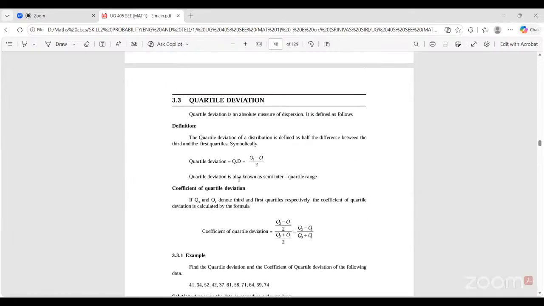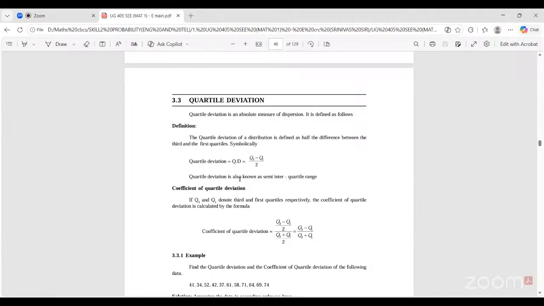Quartile deviation. What is quartile deviation? Quartile deviation is an absolute measure of dispersion. It is defined as follows here. The quartile deviation of a distribution is defined as the difference between the third and the first quartiles, symbolically Q3 minus Q1 by 2. The quartile deviation is also known as the semi-interquartile range.